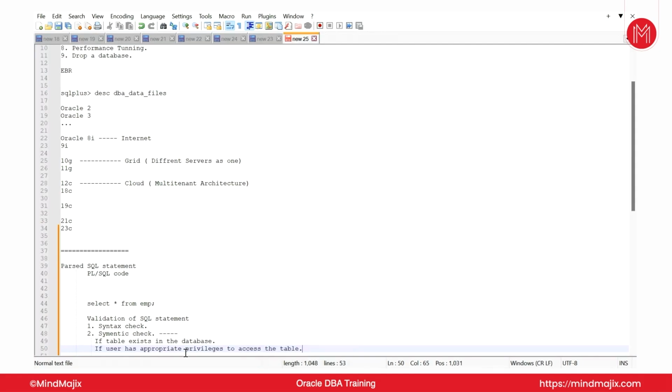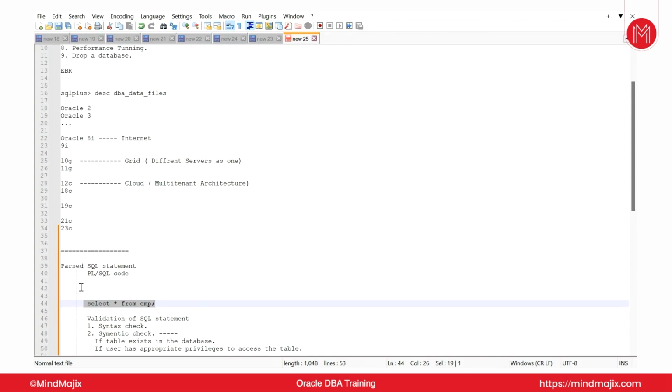For example, this table is owned by user 1 and you are connected as user 2, and user 2 doesn't have permission on this table. If you try to execute this statement as user 2, you will get that the table does not exist. Why? Because user 2 does not have privilege to access the table.